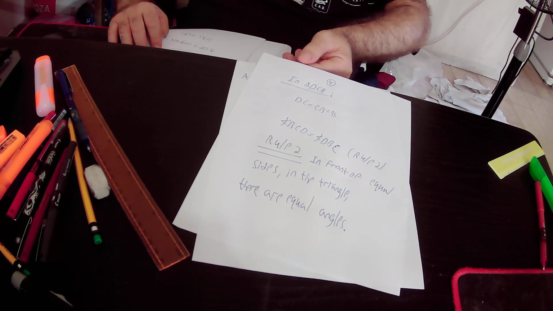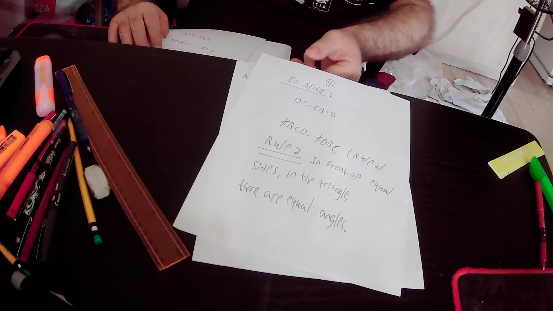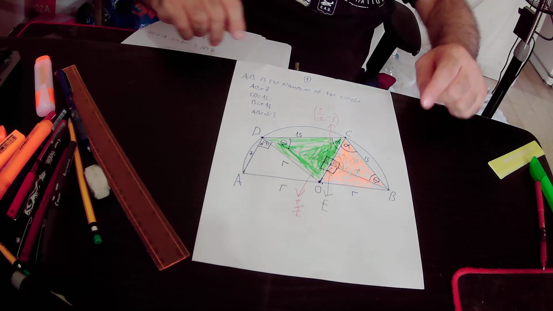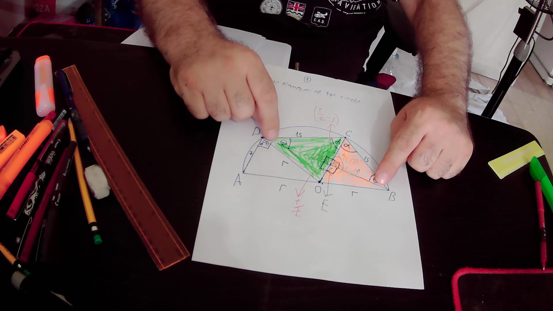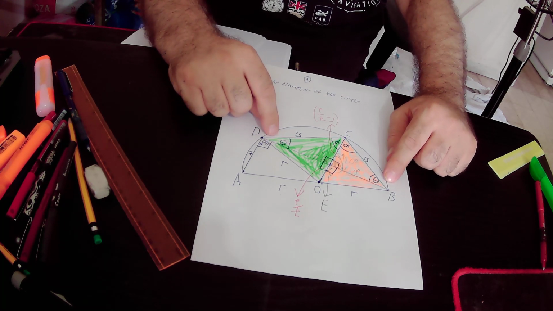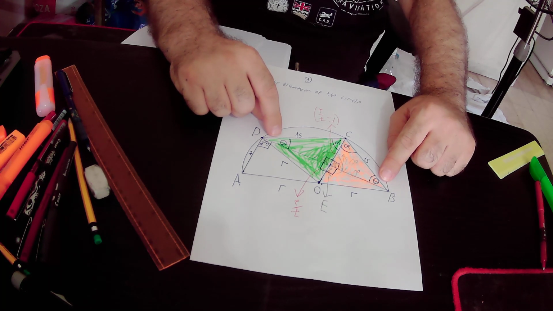Okay. So therefore, those two angles that are located in front of equal sides are also equal to each other. Both of those two angles are defined as alpha, as theta.